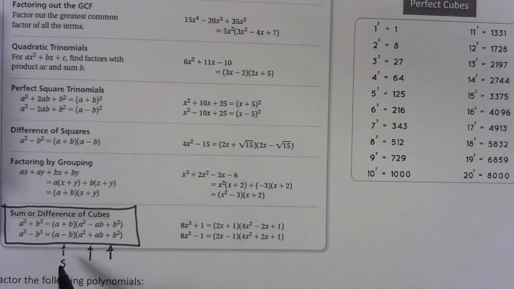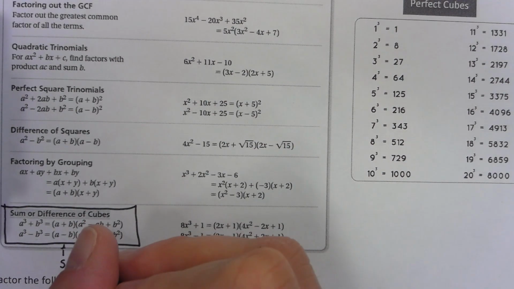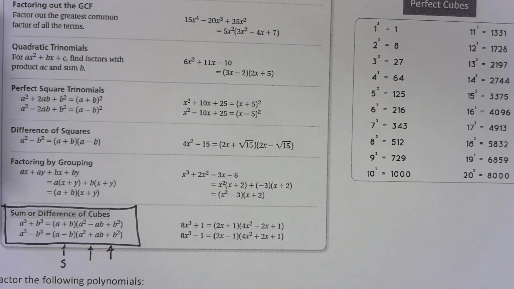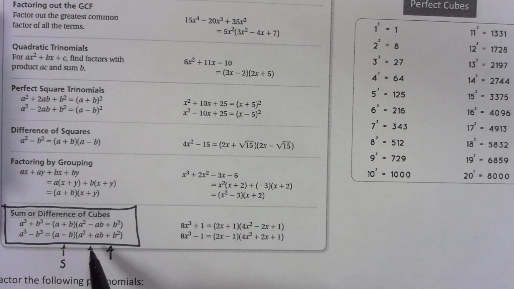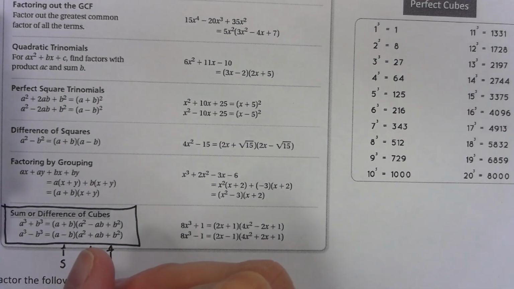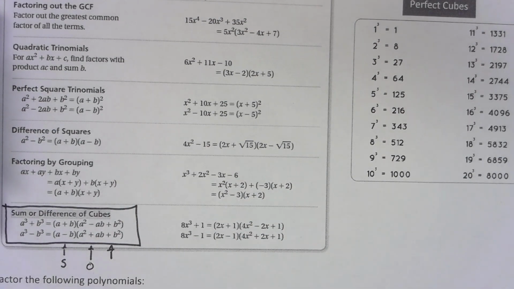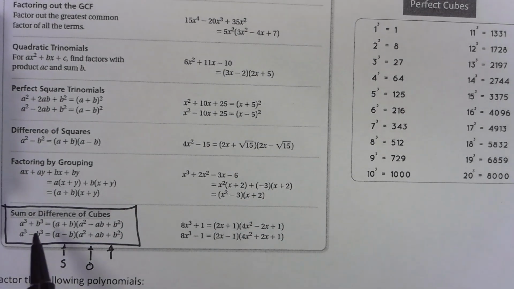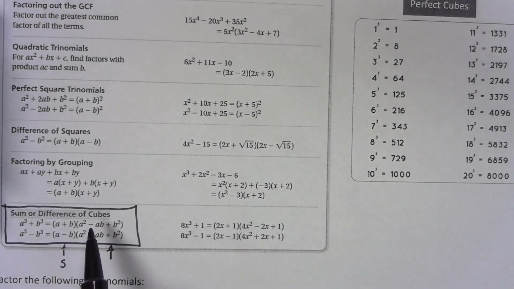Okay, so the S stands for same sign as what we started out with. So if we're adding, that first sign is also adding. If we're subtracting, that first sign is also subtracting. Then in the second factor, we get a quadratic where we're always going to have that a squared term. And the sign that comes after that is going to be opposite from where we started. So if we were adding cubes, then that second sign is negative. If we are subtracting cubes, that second sign is positive.